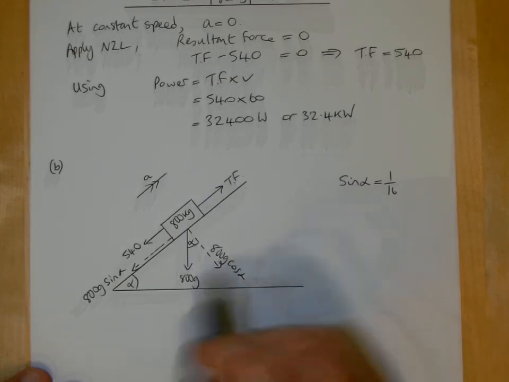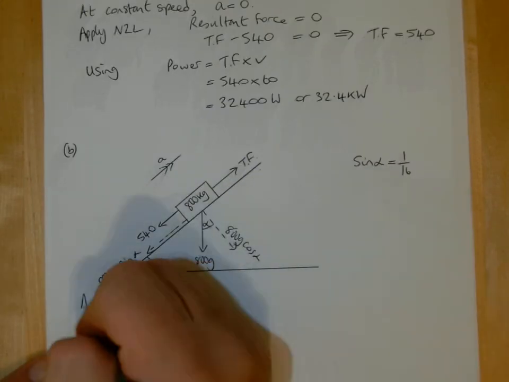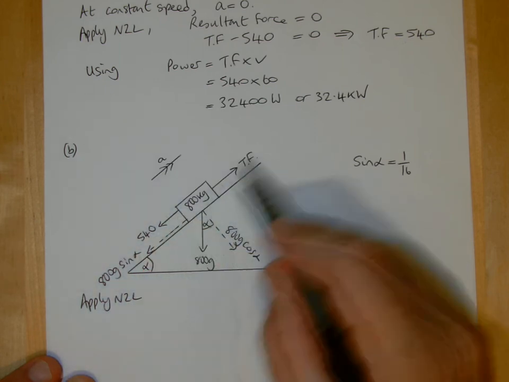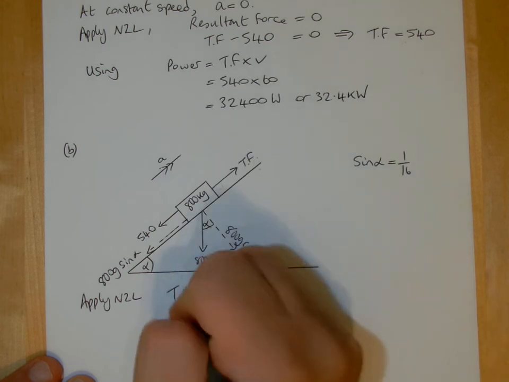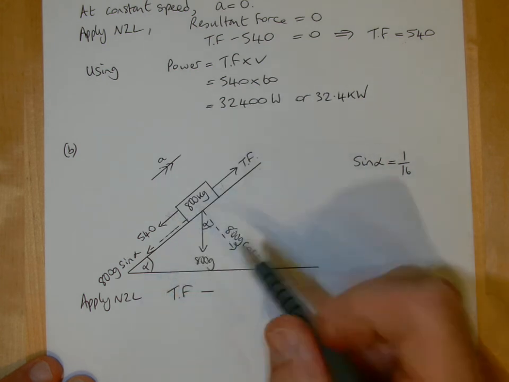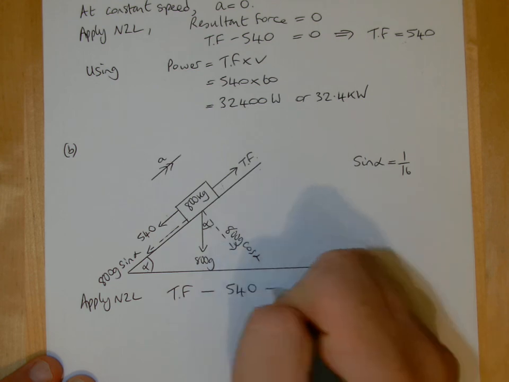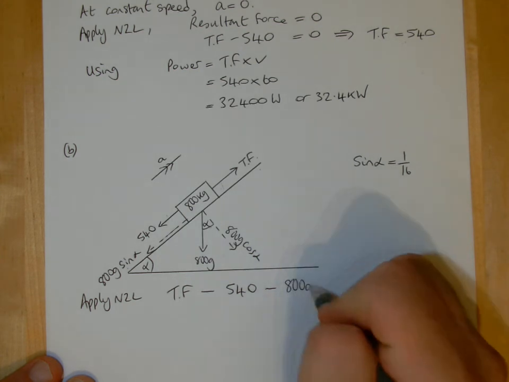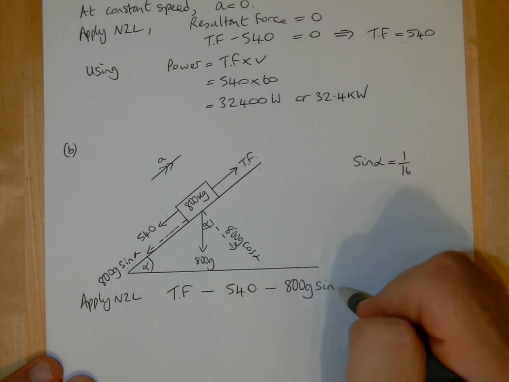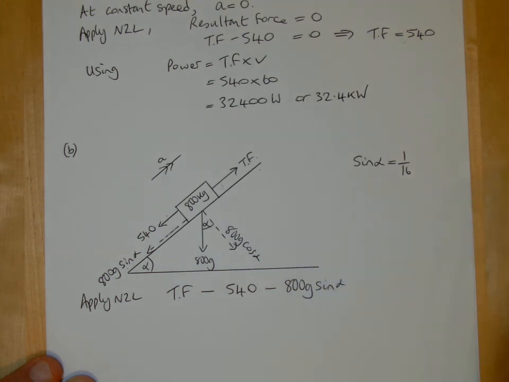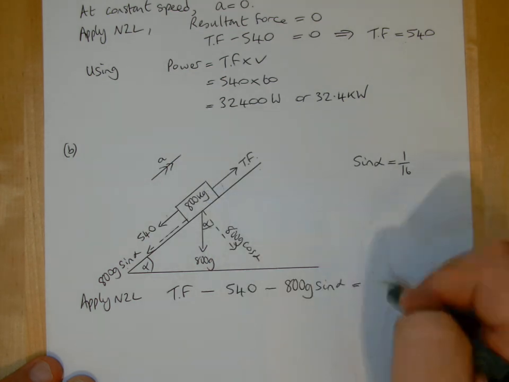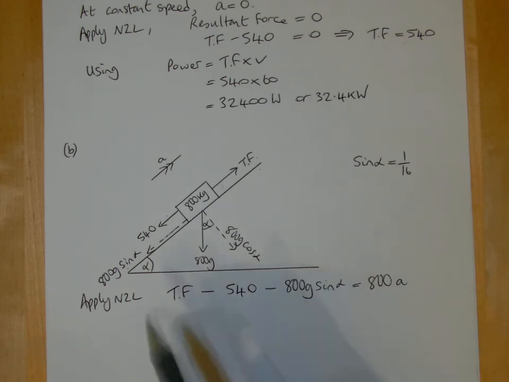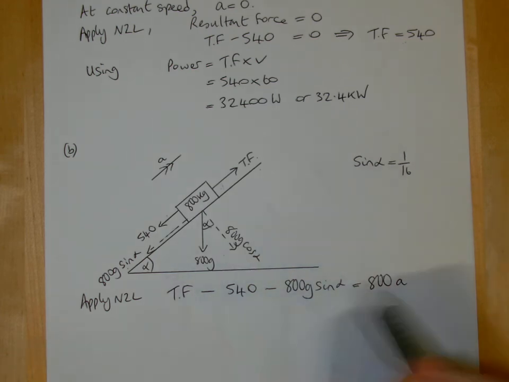So what we can do then is apply Newton's second law in the direction of the inclined plane, because that's the direction it's moving in. So we've got tractive force pushing it forward, take away the resistance, which is 540, but also take away the weight component, because the weight component is pulling it back, isn't it? When you go up a hill, you feel your weight pulling you back, and that's the component here. So 800g sine alpha will equal the mass, which is 800, times the acceleration. So we've got that now in Newton's second law.